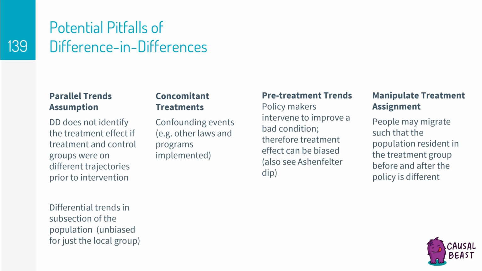The third problem is the idea of there being pre-treatment trends. For example, there is a commonly observed phenomenon called the Ashenfelter dip, where there is a decrease in earnings or employment levels in the periods leading up to a treatment. A pre-treatment dip that is specific only to treated units would create bias in difference in differences studies. The fourth problem is the manipulation of treatment assignment. For example, our subjects in the treatment group may migrate such that the population resident in the treatment group before and after the treatment period is different.